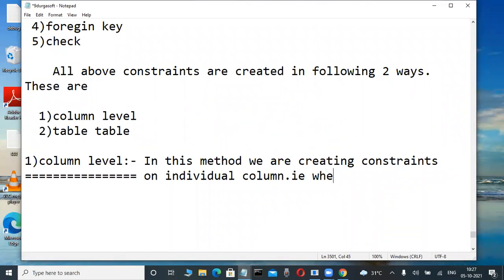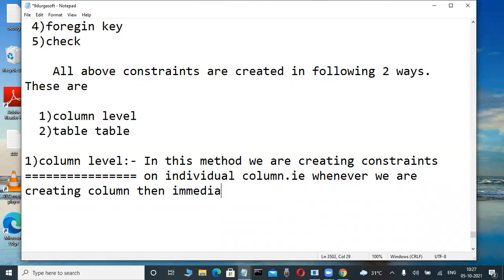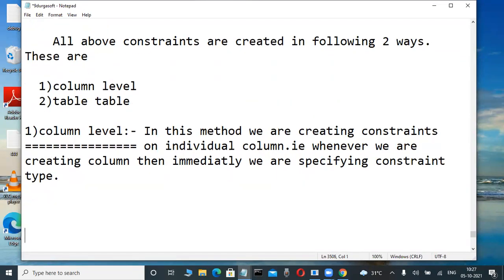That is, whenever we are creating a column, then immediately we are specifying constraint type. Constraint type means primary key, foreign key, check, unique, like that.